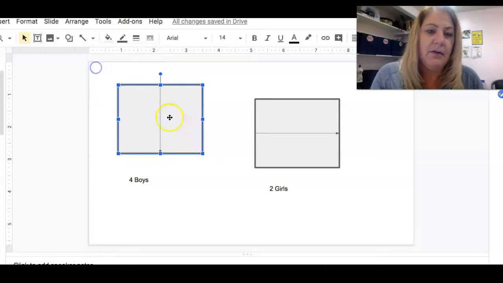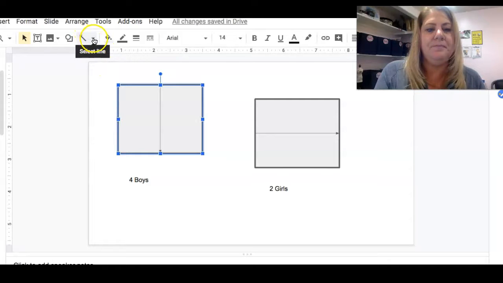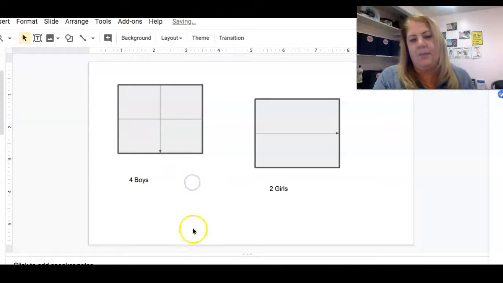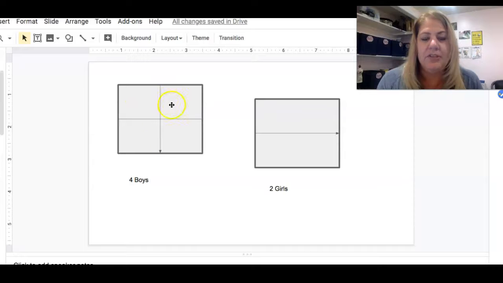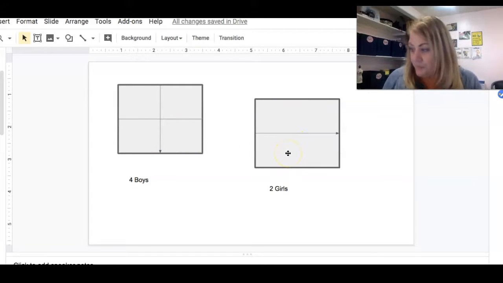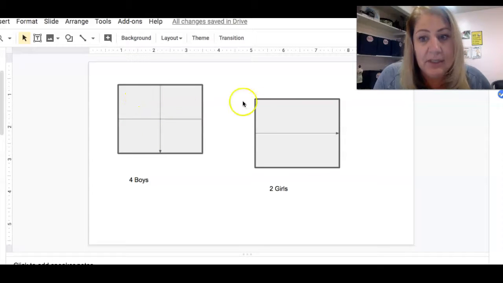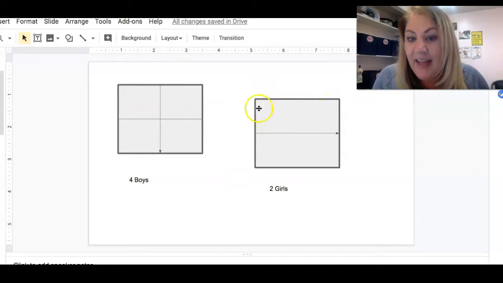So let's do my arrow again. Hopefully it'll work. Oh my goodness, it always just wants to move, doesn't it? That's what I want. There we go, got it. Okay. So now, 4 boys. Boy 1, boy 2, boy 3, boy 4, right? Girl 1, girl 2. Who gets a larger piece of paper? One girl or one boy? One boy only gets this much, but one girl gets all of that, right?